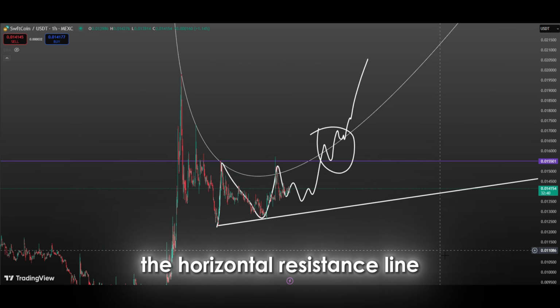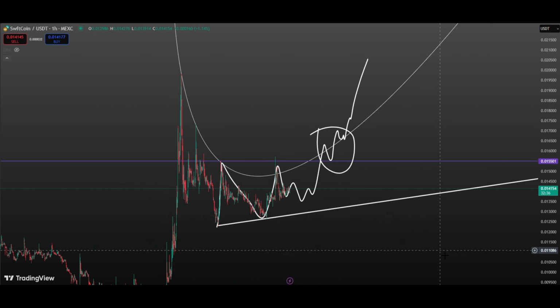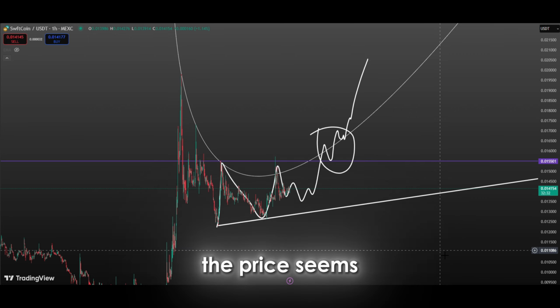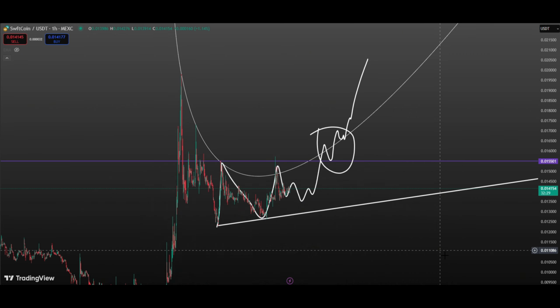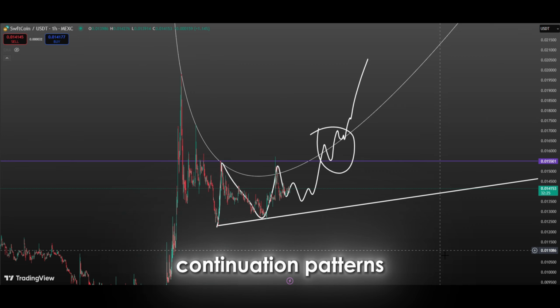Each contact with the horizontal resistance line signals that this level is weakening and the price is gathering strength to break through this zone. This is exactly what we are going through right now. The price seems to be approaching this horizontal resistance line, while at the same time gathering strength along with the rising lows. Ascending triangles are usually trend continuation patterns.